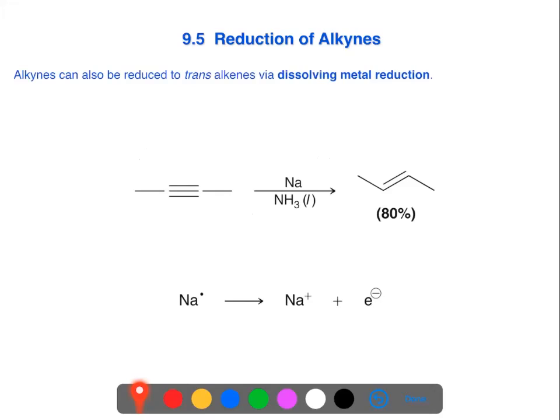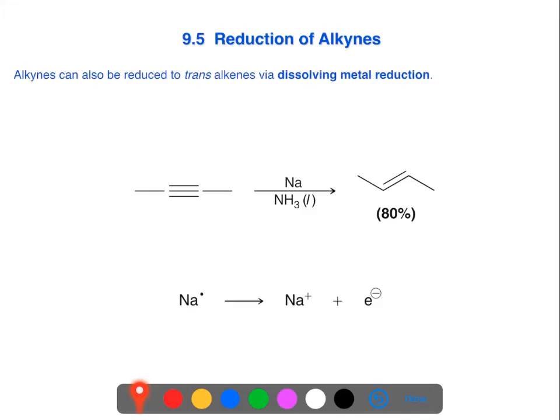So alkynes can also be reduced to produce a trans-alkene, but we have to do so under different reaction conditions. And the reaction that is used to carry out this transformation of alkyne to trans-alkene is known as the dissolving metal reduction. And that comes from the fact that we're using sodium metal that is dissolved in liquid ammonia to carry out this reduction reaction.